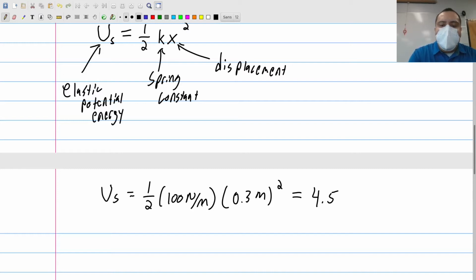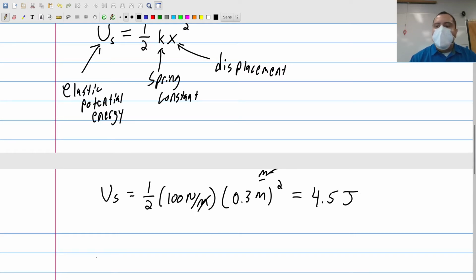You can see here we have a newton over a meter and a meter squared. So this meter is going to cancel one of the meters getting squared. And we have a newton times a meter, which is a joule, which is expected because this is energy. So how much energy is stored in this spring? 4.5 joules of energy.